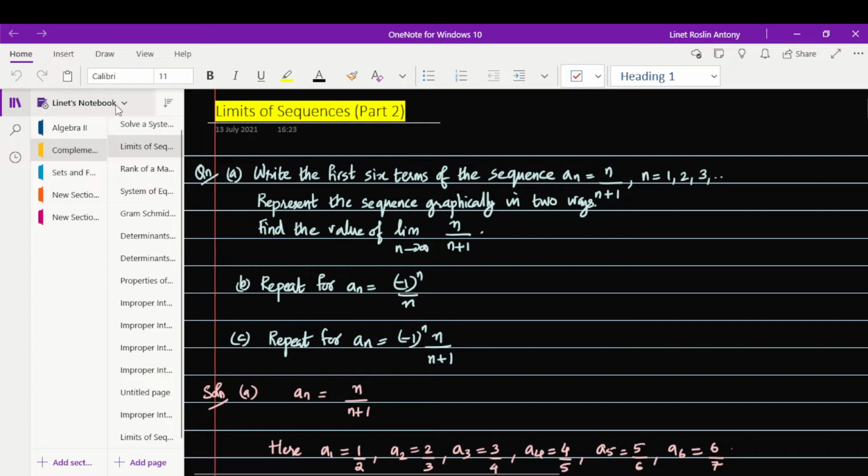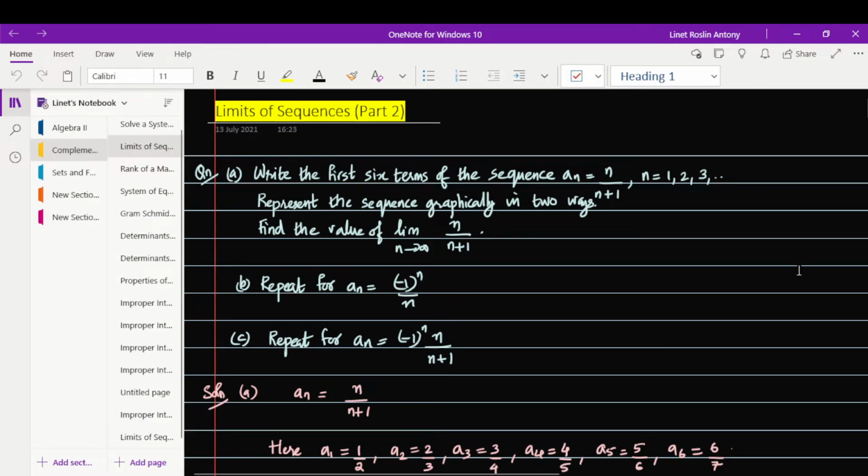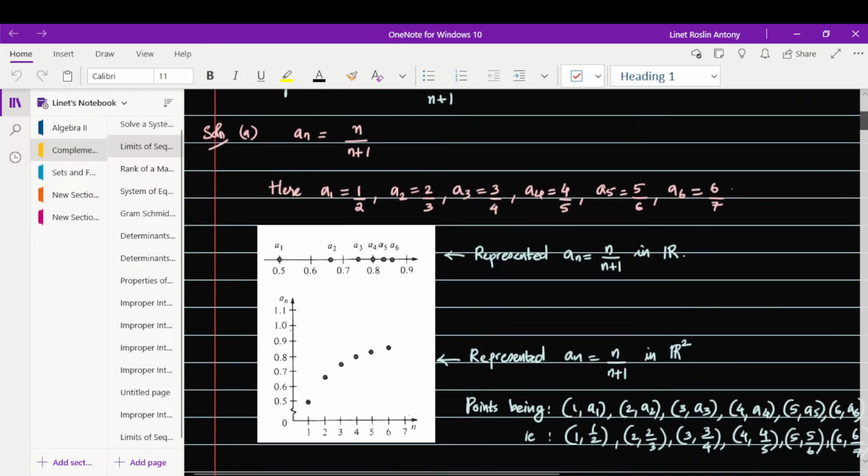So, for solving the same, a_n at first is given to be n/(n+1). So we have to calculate the first six terms of the sequence. A1 is equal to 1/(1+1), which is equal to 1/2. A2 is equal to 2/(2+1), which is equal to 2/3. A3 is equal to 3/(3+1), which is equal to 3/4.